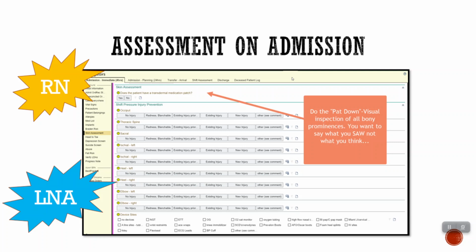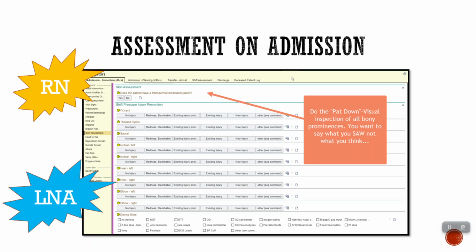You want to say what you saw, not what you think or what you hoped. So if you say that there's no injury, that means that your eyeballs assessed no injury. Otherwise, and I'm really sorry to say this, you're lying. I don't know how to put it any other way. If you just say that there's no injury and you haven't taken a look, that's fraudulent and that's wrong. So please don't do it.